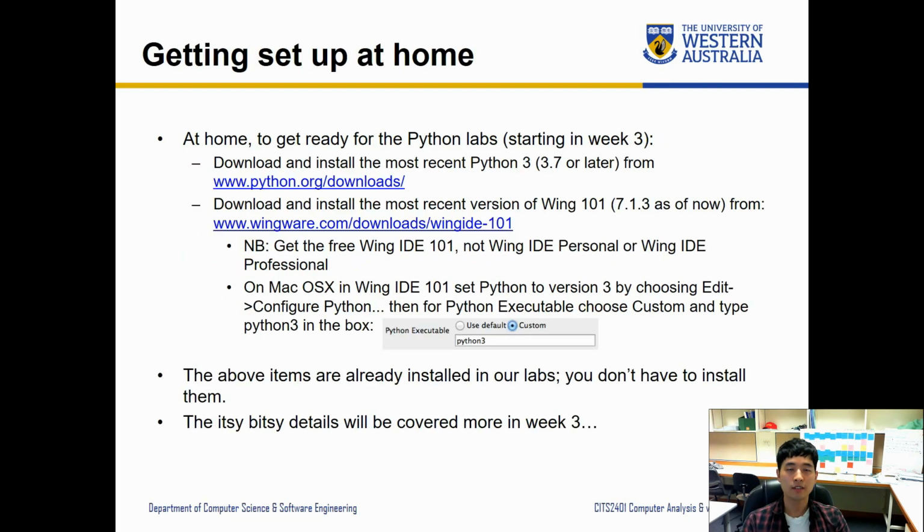So getting set up at home, very straightforward at home. To get ready for the Python labs, which starts in week 3, download and install the most recent Python 3, as mentioned before, 3.7 or later. There's the link. And download and install the most recent version of Wing 101. When I was checking the version, it was 7.1.3 at the time, okay, and that was working just fine. Please note that get the free Wing IDE 101, not the personal or the professional versions.